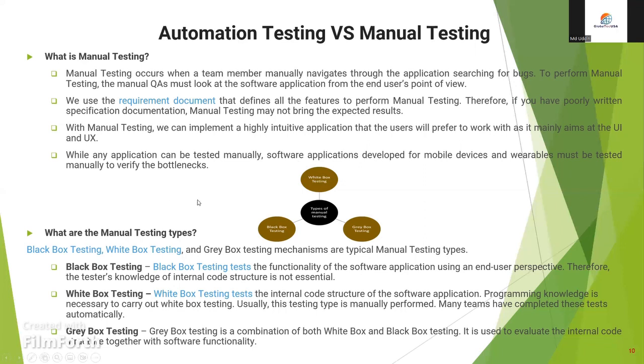The manual testing types are black box, white box, and gray box. What is black box testing? Whenever we do the test, we don't know the code. So it's like functionality, right? You're testing the functionality without knowing the internal code or internal structure of the application.